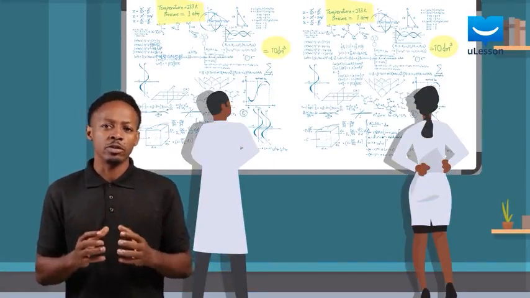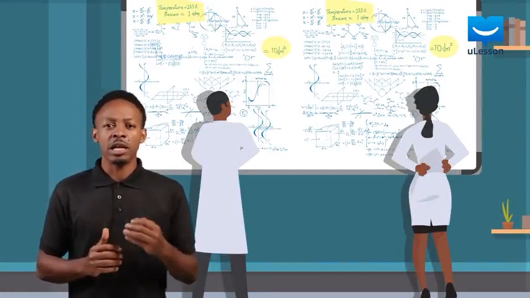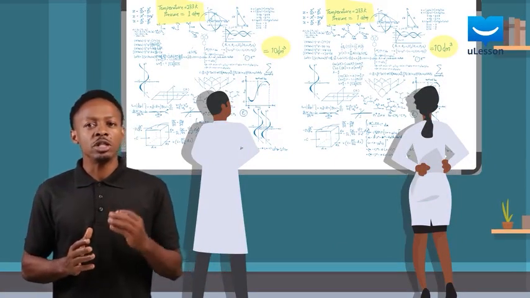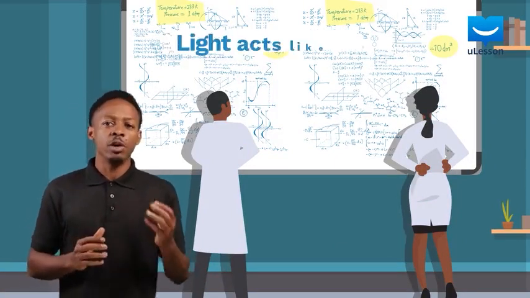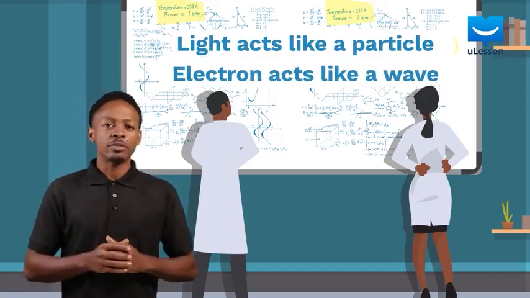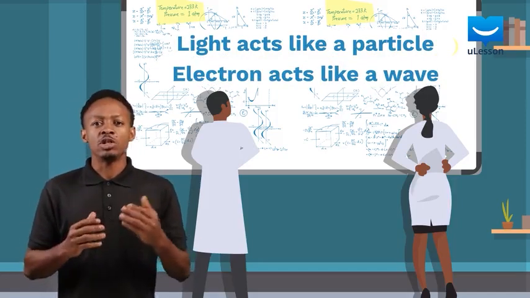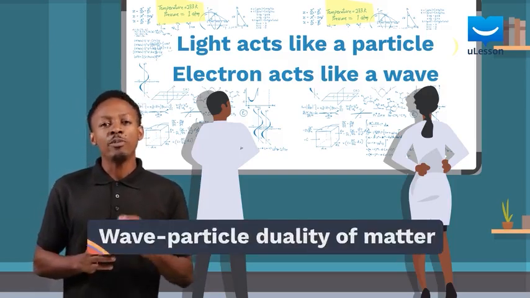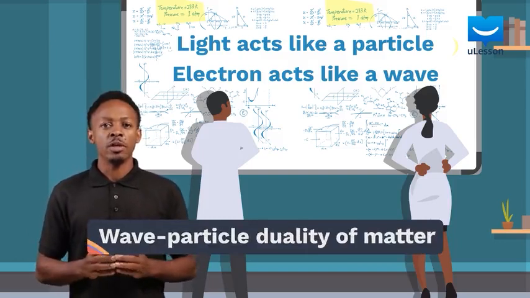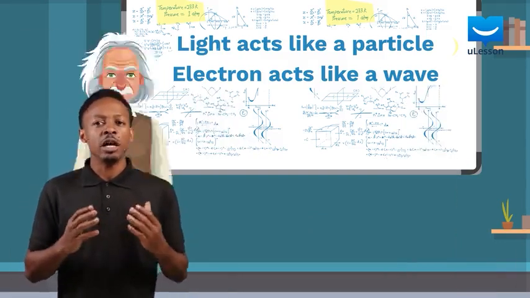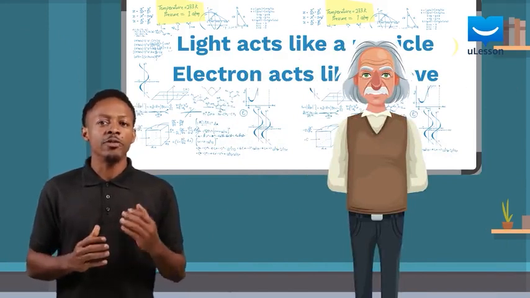As scientists continued to study particles like electrons and electromagnetic waves like light, certain characteristics were observed that seemed to suggest that light acted as a particle and electrons also acted as a wave. Even though this may sound strange to you, it is true, and it is what is called the wave-particle duality of matter.